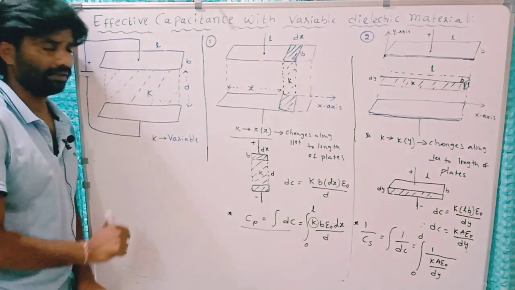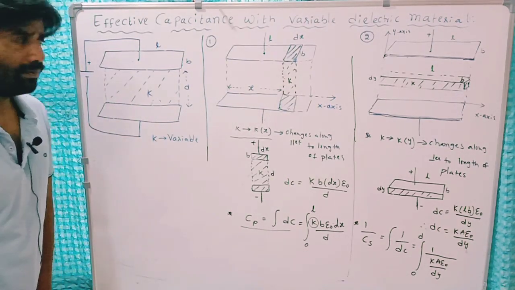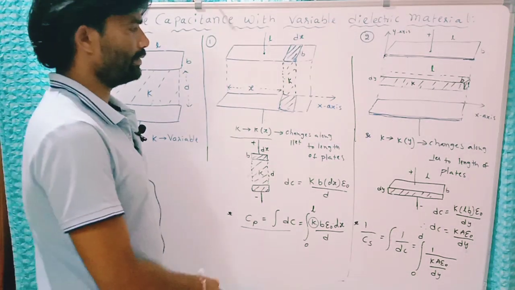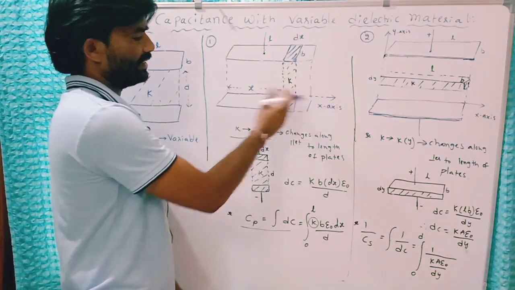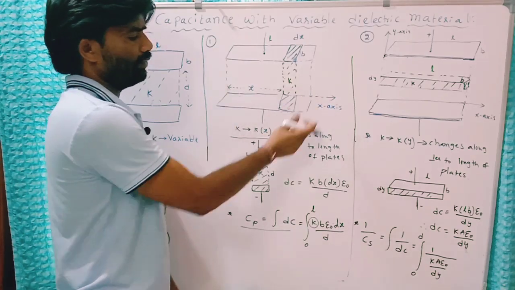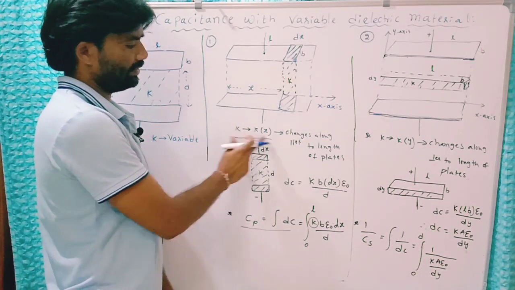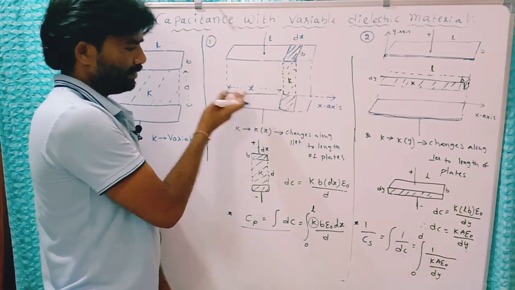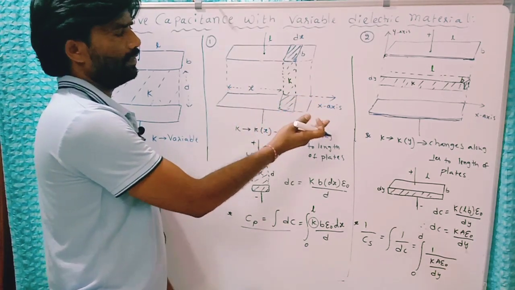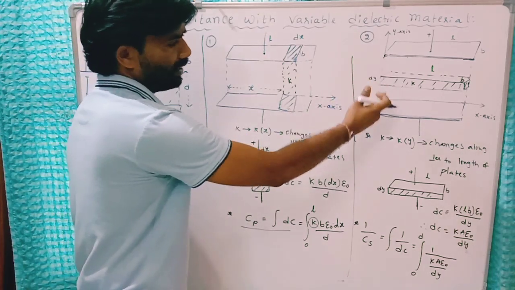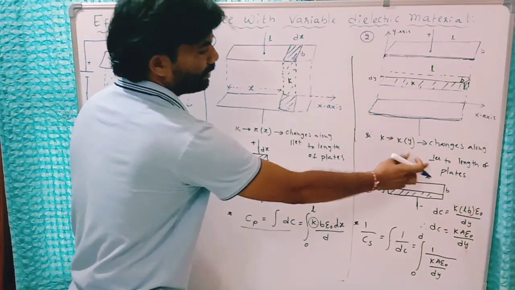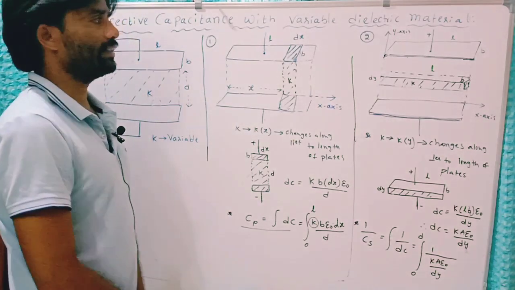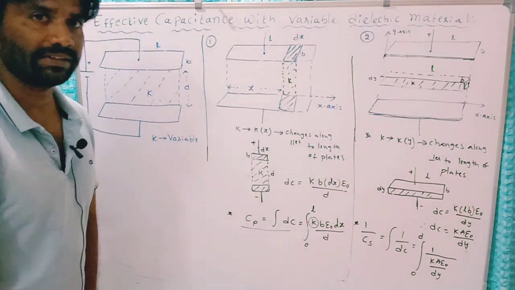This K is variable. That K may change in two different ways. So the variation of K along this x-axis, or you can say parallel to the length of the plates, is like this. If it is a function of x, that K may change along this direction, or that K may change along the y-axis, or perpendicular to the length of the plates. So in these two cases, how do we write effective capacitance?